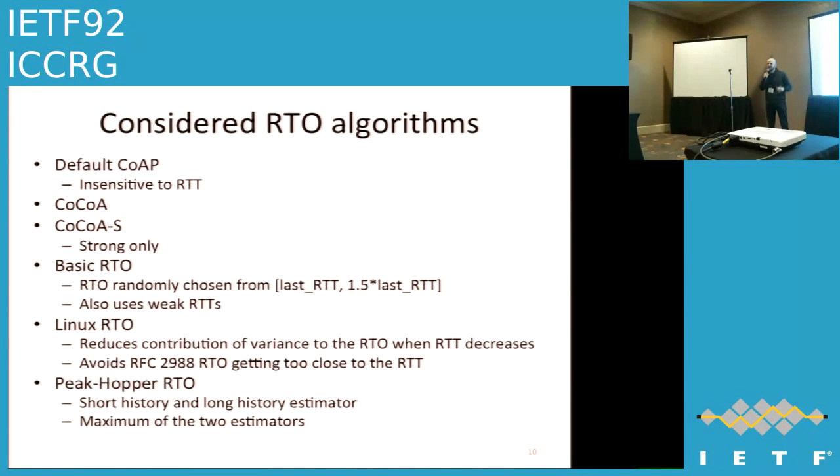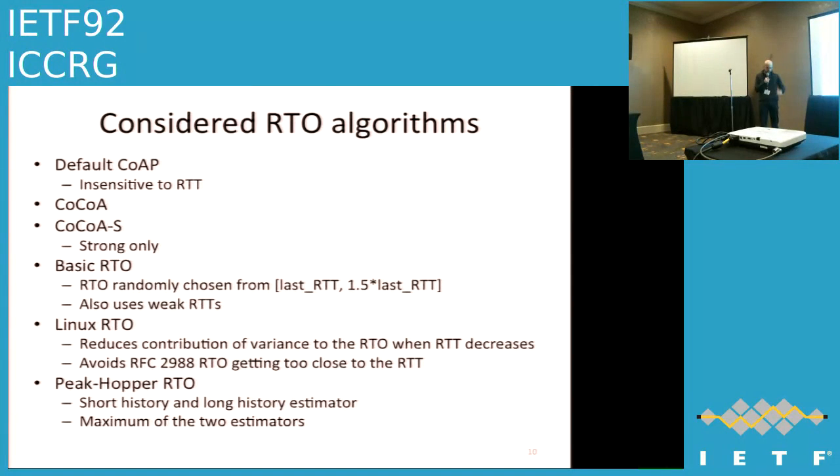So the main purpose of this evaluation work is to compare the performance of CoCoA with that of default CoAP. However, we have also considered other algorithms, such as CoCoA-S, which is the strong-only version of CoCoA, which does not use weak RTT information. It only uses strong RTT data. Also, we have considered a basic RTO scheme, which is a very simplistic but still RTT-sensitive mechanism, where the RTO is randomly chosen between the last RTT and 1.5 times the last RTT. And this basic RTO scheme also uses weak RTTs.